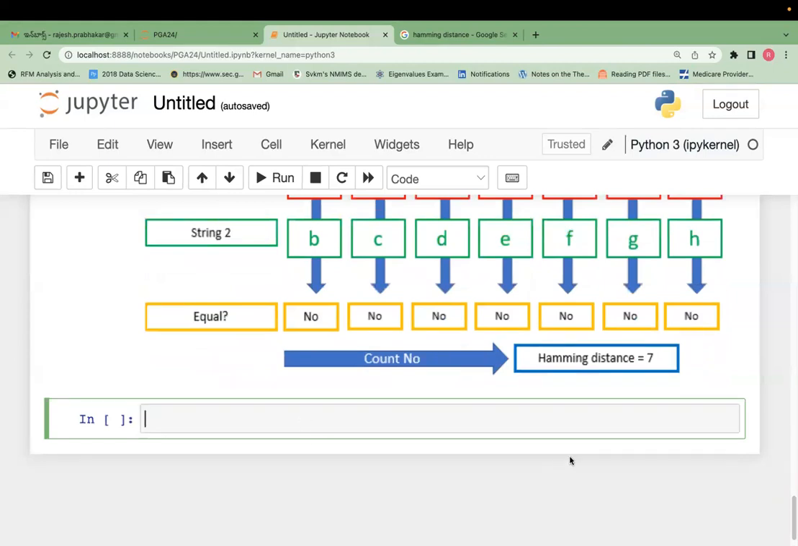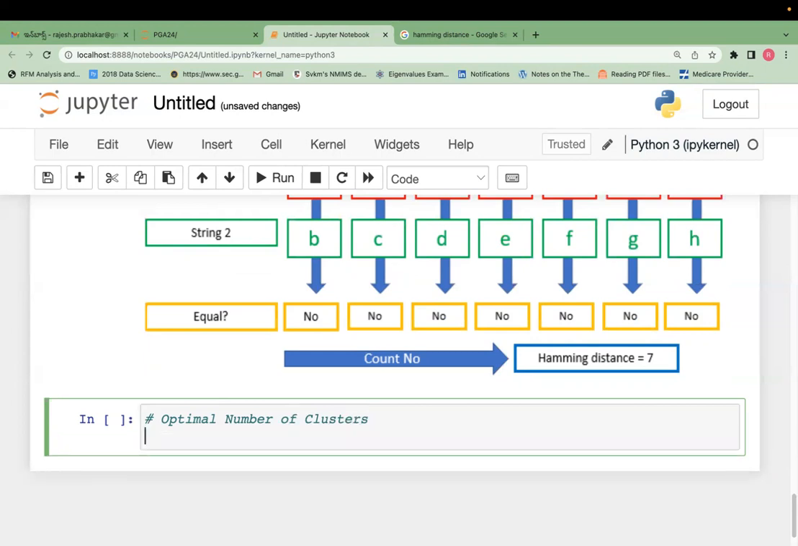Okay, Hamming distance is used in text data along with cosine. Optimal number of clusters: the elbow method. The elbow method is a method which is used to find the optimal number of clusters.